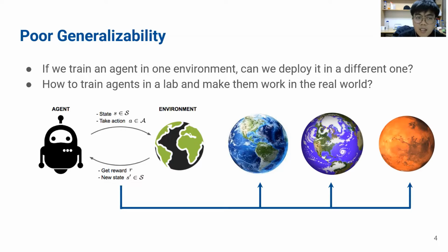If we train the agent in one environment, how can we deploy it in a different one? So for example, when we train the agent in a lab setting, how can we make it work in a real world setting?